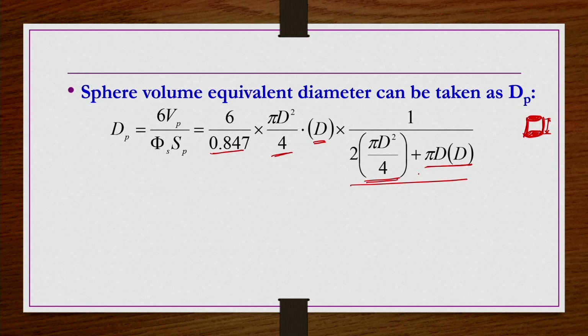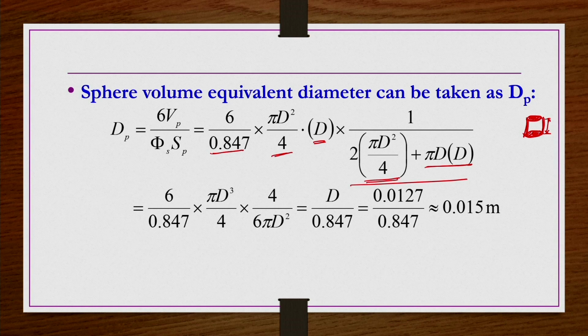This we have done previously, but still we are doing it once again. When we substitute pi d cube by 4 as the volume of the short cylindrical particle, and 6 pi d square as the surface area of a small cylindrical particle, and then substitute the d values here, we get 0.015 meters as the sphere volume equivalent diameter, or 15 mm is the dp here.